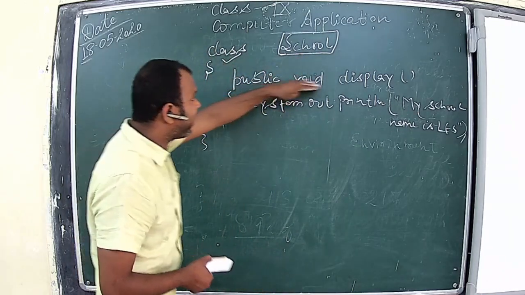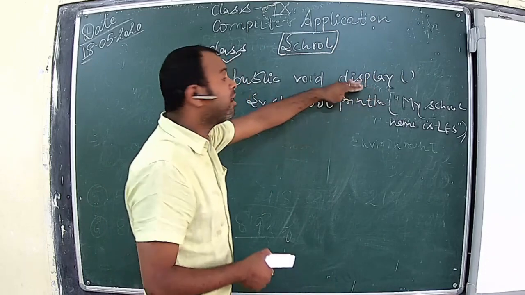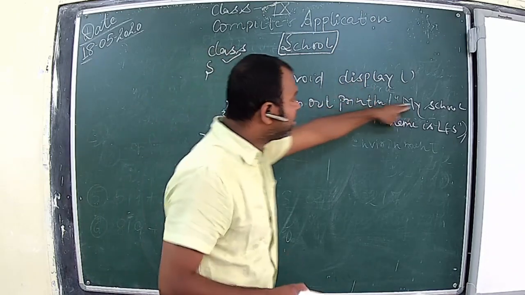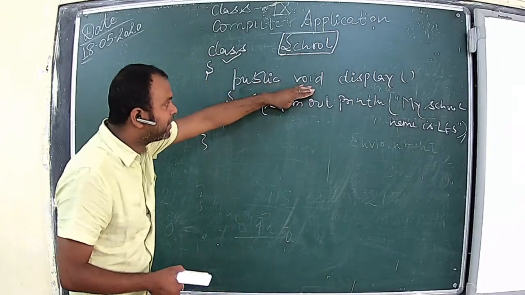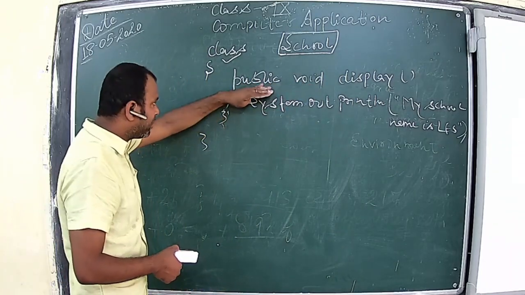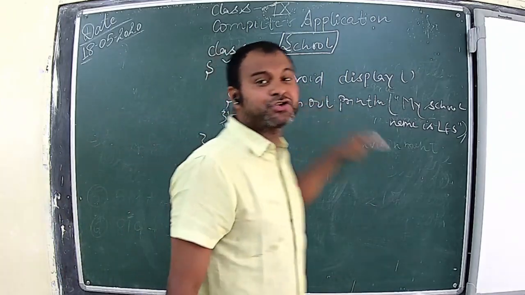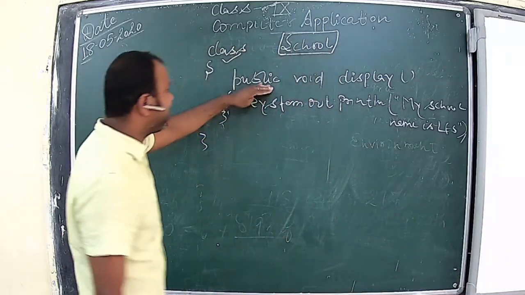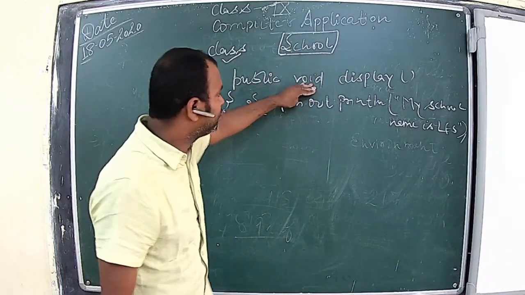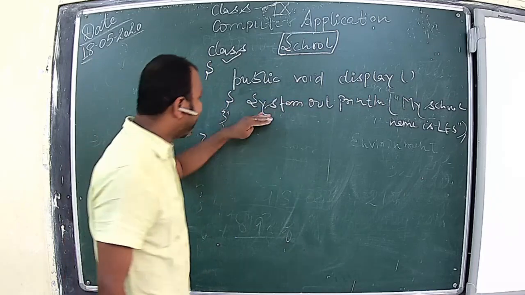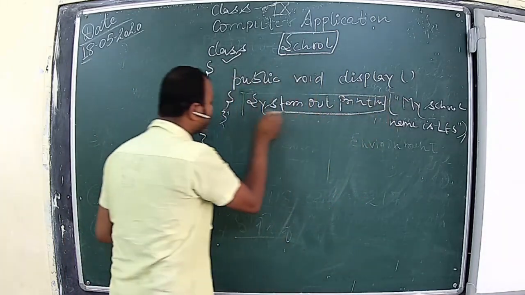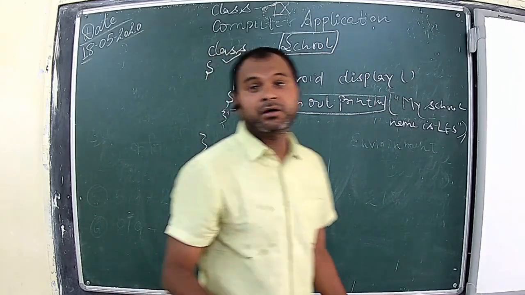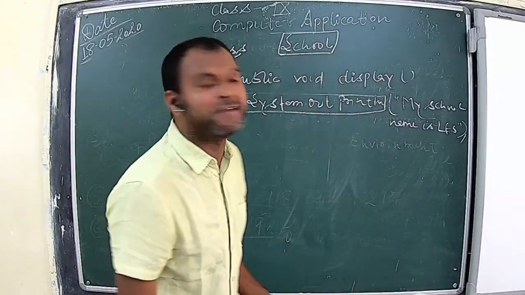Then public void display. Display is a method, a function that is displaying my school name. Clear? So this public and void, this void means nothing. Don't worry about this too, because later on we'll talk about access specifiers and the return type as well. So we'll come to know about these two. And this function is used to display the statements on the terminal window.